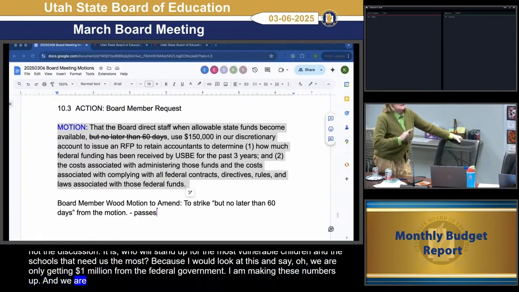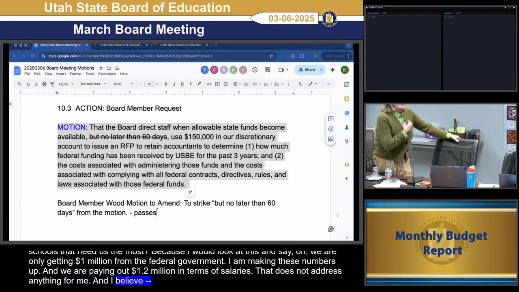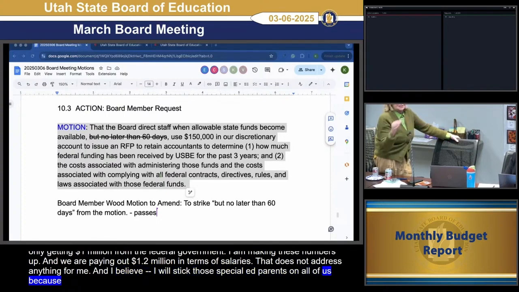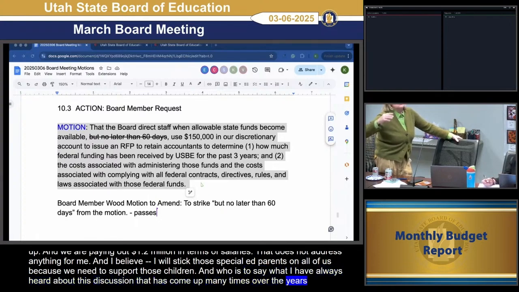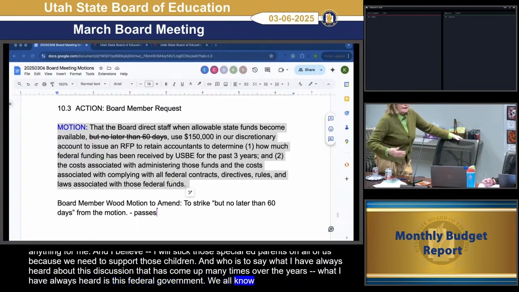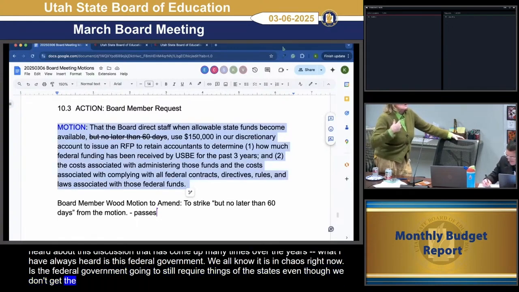That doesn't address anything for me. And believe me, I will sic those special ed parents on all of us because we need to support those children. And who's to say? What I've always heard about this same discussion that's come up many times over the years is that the federal government, and we all know it's in chaos right now, is the federal government going to still require things of the states even though we don't get the federal funding? So that's another thing. So I would say I can't support this, and I don't believe in hijacking motions.